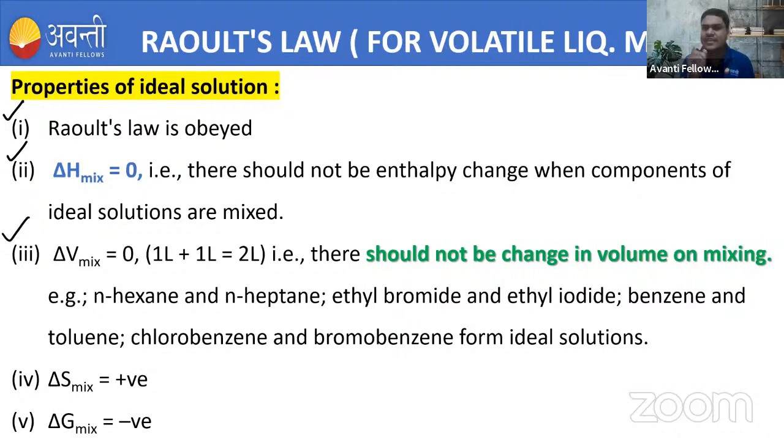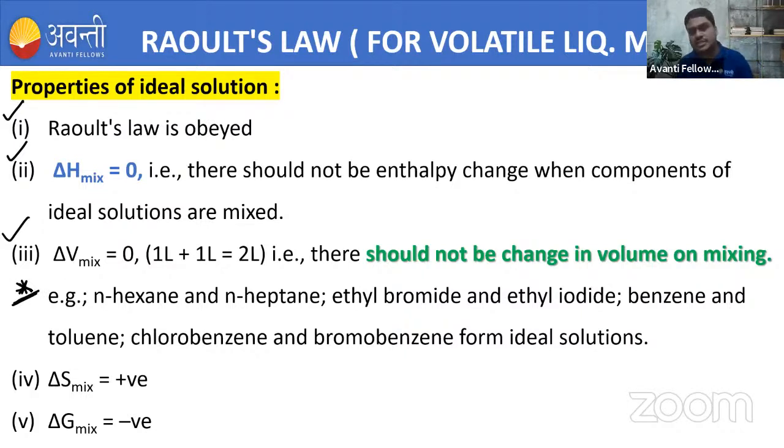The second one, delta V of mixing is equal to 0 and delta H of mixing is also equal to 0. Examples of such solutions are n-hexane and n-heptane, ethyl bromide and ethyl iodide, benzene and toluene, chlorobenzene and bromobenzene. They are all examples of ideal solution, and this one is very, very important, right?